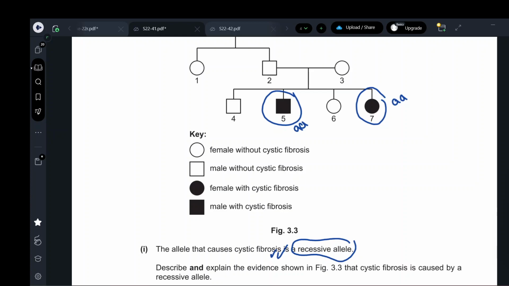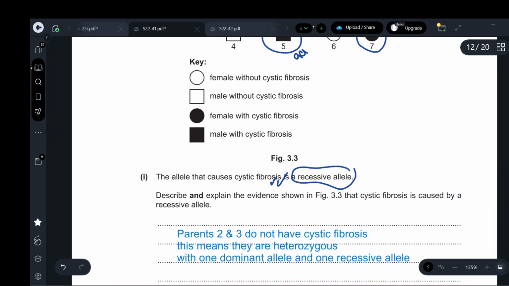Describe and explain the evidence shown that cystic fibrosis is caused by a recessive allele. Again, what makes me sure cystic fibrosis is recessive? Because their parents are normal. How do normal parents give birth to a child with cystic fibrosis? Both of them must be heterozygous. They are normal, but they have their recessive allele hidden within their genotype. So these babies took the recessive allele from each parent, they are homozygous recessive, and they have the condition.